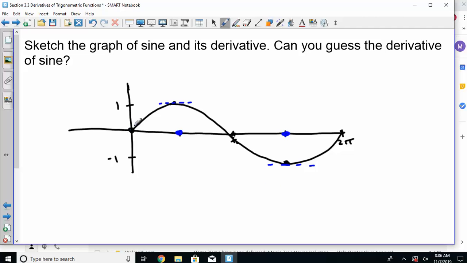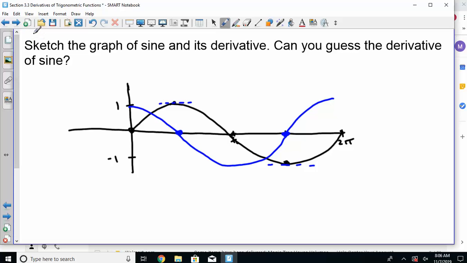The function is increasing here, which means the derivative is positive. Function is decreasing, yes. The derivative of sine is cosine. How did you know? I can just tell. You could tell already. Yeah. The function is decreasing here, so the derivative is negative, and then increasing again, so positive. So Danny is correct. The derivative of sine is cosine.